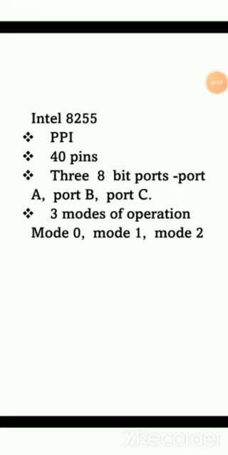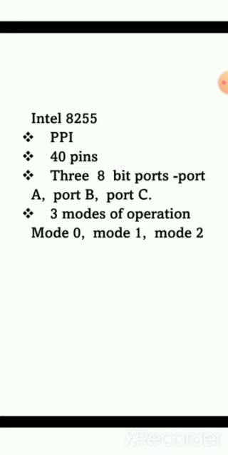Next, the Intel 8255. The Intel 8255 is a programmable peripheral interface, that is PPI. It has 40 pins. It has three 8-bit ports, namely port A, port B and port C. Port C is further divided into two 4-bit ports, port C upper and port C lower. It has 3 modes of operation. They are mode 0, mode 1 and mode 2.